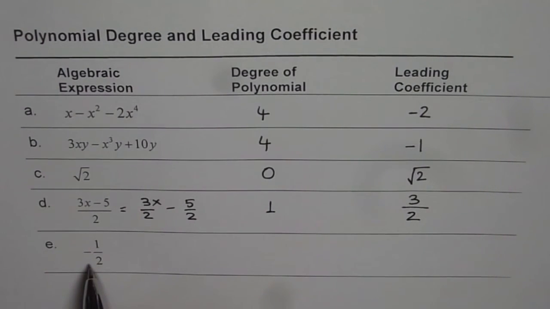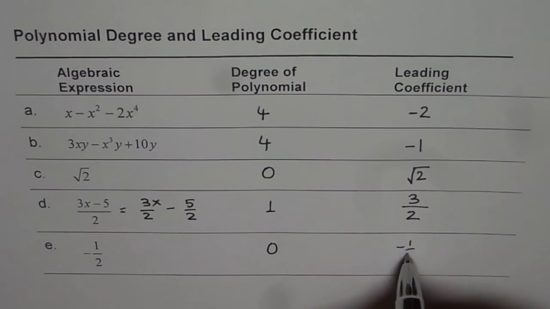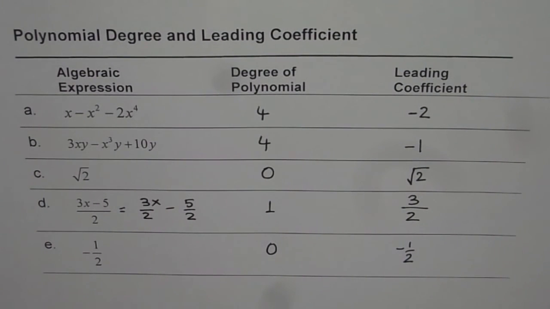Now we have another algebraic expression here, which is minus half. In this case again the degree of the polynomial is 0 and the leading coefficient is minus half. So don't forget to associate negative sign with the leading coefficient. So that is how we can answer this question. I hope it's absolutely clear.